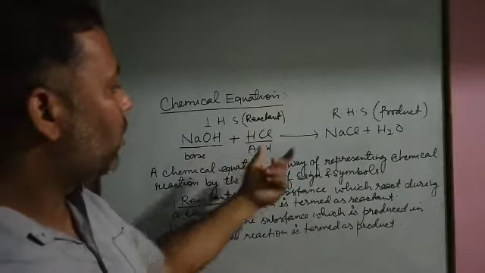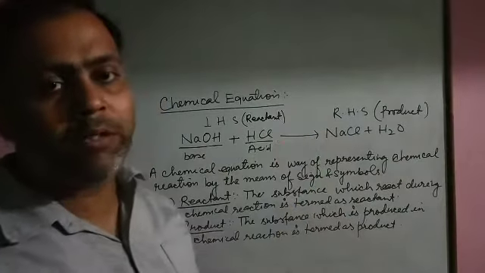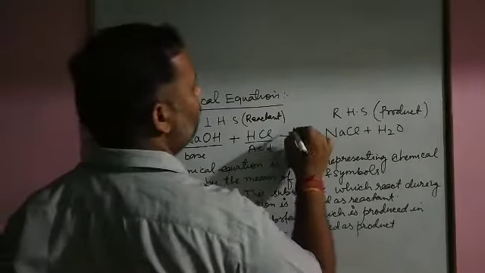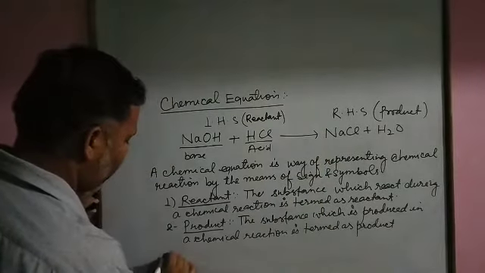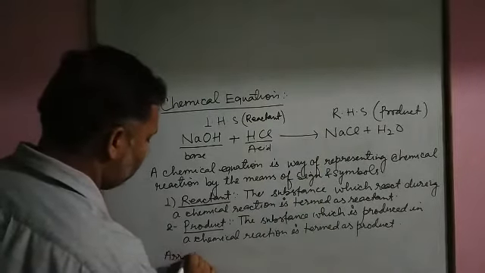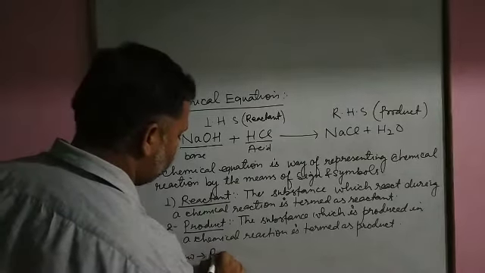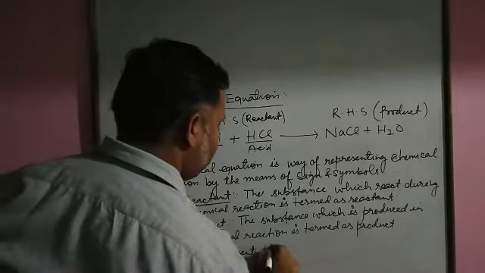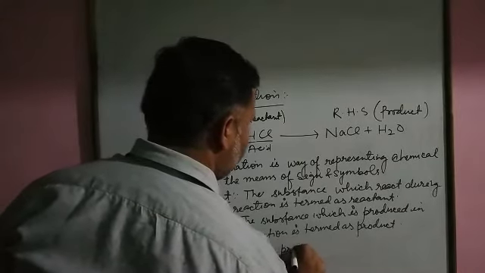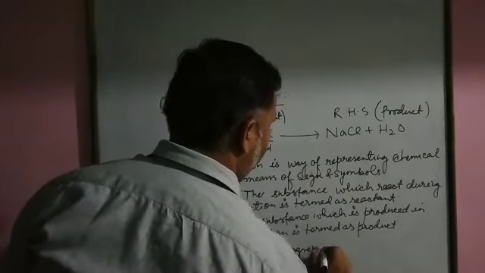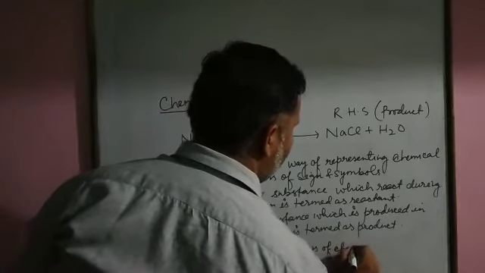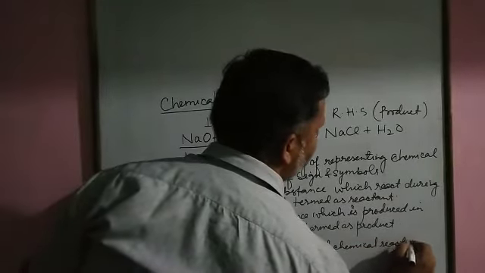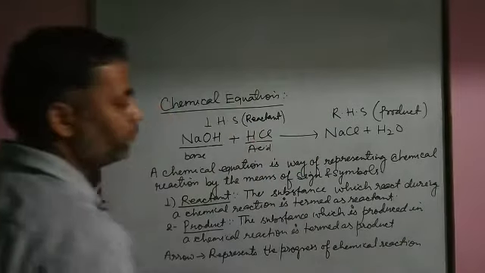Next, the arrow represents the progress of the reaction. What do you see here? The arrow represents the progress of a chemical reaction. Clear?